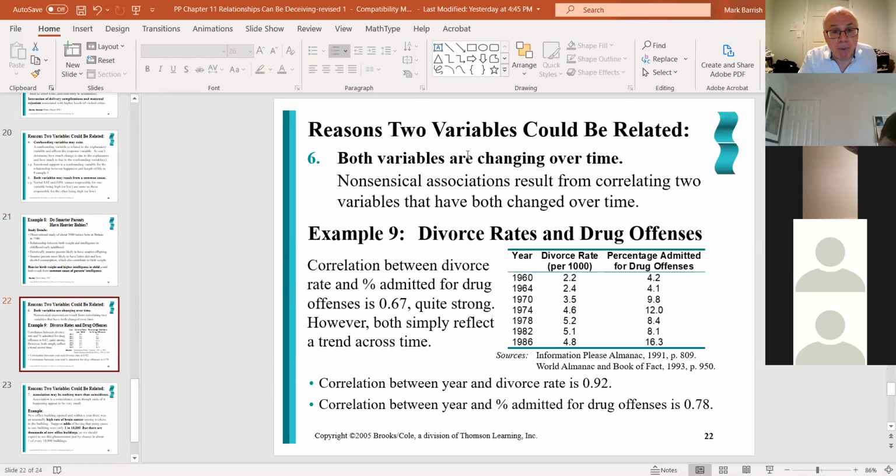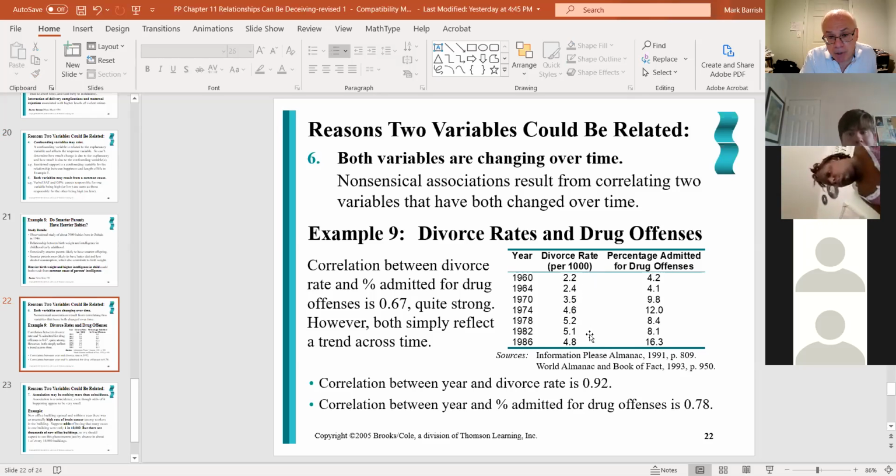Here's another possibility: both variables are changing over time. Here's 2 variables that we have: the divorce rate and percentage admitted for drug offenses. We're seeing the divorce rate increasing over time. We see the percentage admitted to drug offenses increasing over time. Is one causing the other? Not necessarily. Possible, but not necessarily. But simply, the correlation between these 2 variables could be because they just happen to be increasing over time. That's all. The time could be the reason why the variables tend to be correlated.